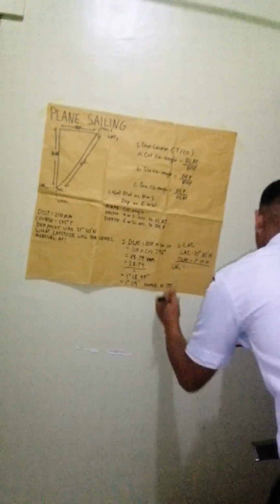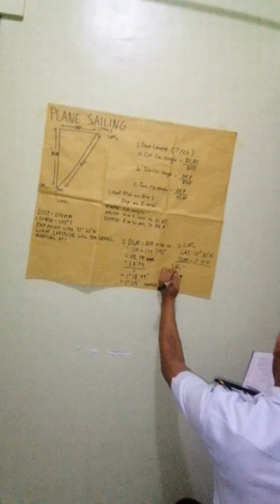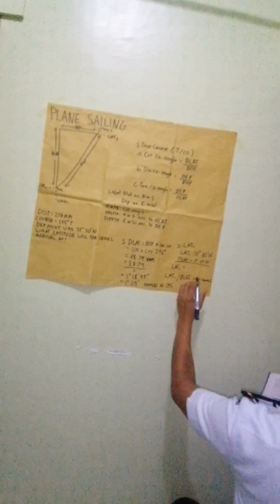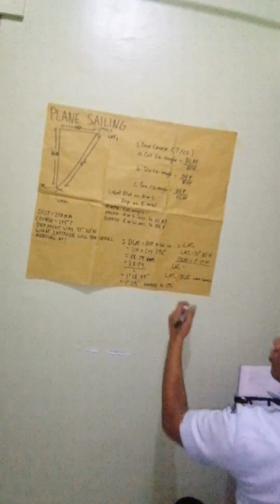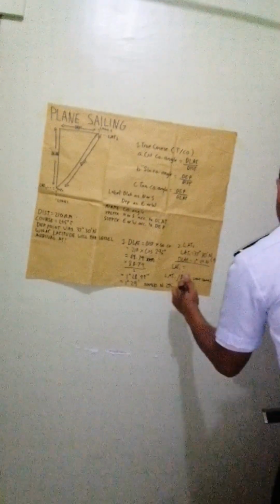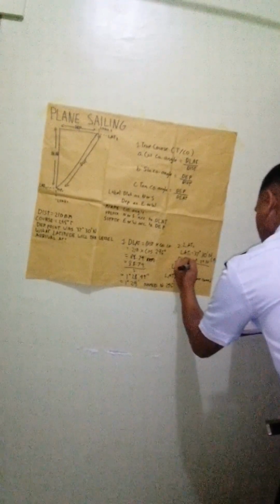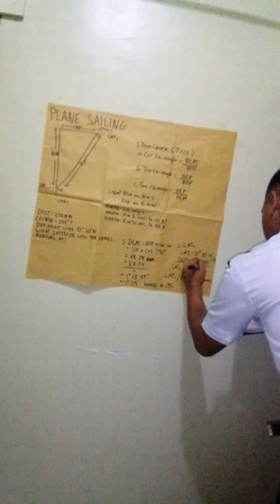We find the latitude 2. Lat 1 and d-lat, same name, you must add. Addition: 38 degrees and 59 minutes north because they are the same.